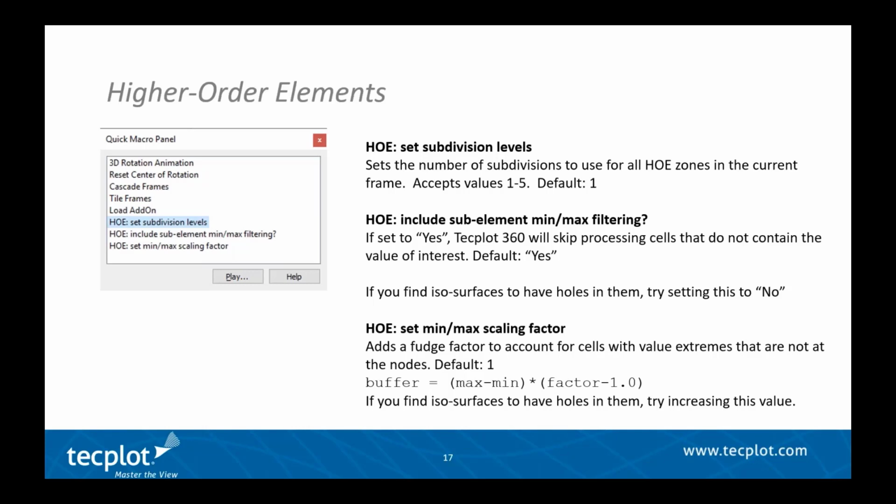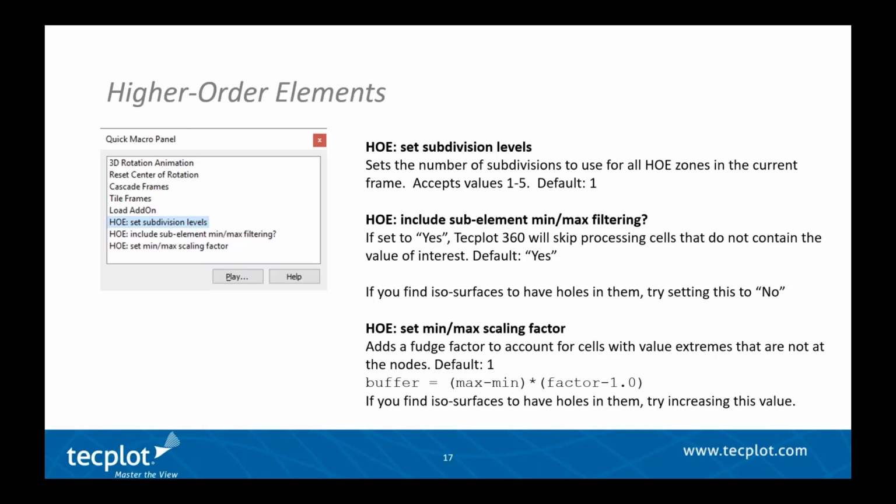Next is sub-element min-max filtering. This is an interesting one. Scott Imlay pointed out that we don't subdivide every cell in the data set. We pick which cells to subdivide, and with higher order elements, we have to make a little bit of a guess. Right now we're utilizing the min and max values at the nodes to determine whether we're going to subdivide that cell or not. Well, with a higher order element, you might have a minima or a maxima within the cell.